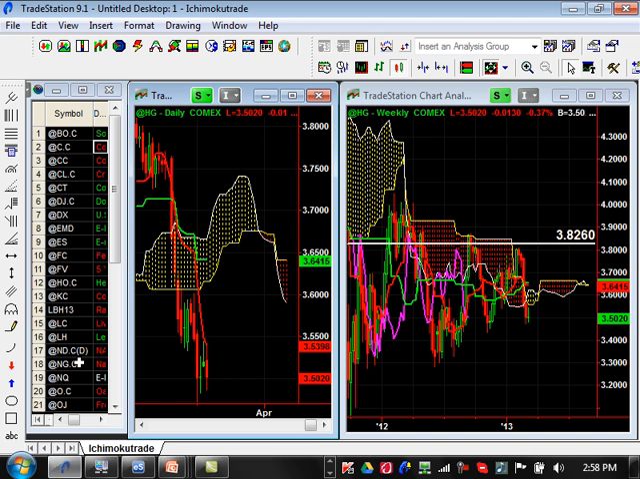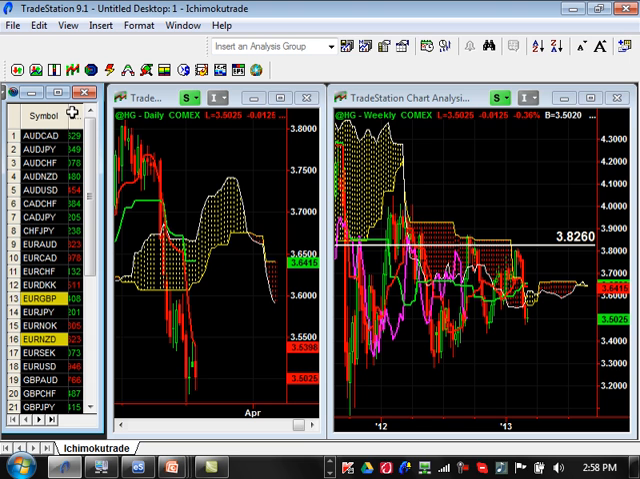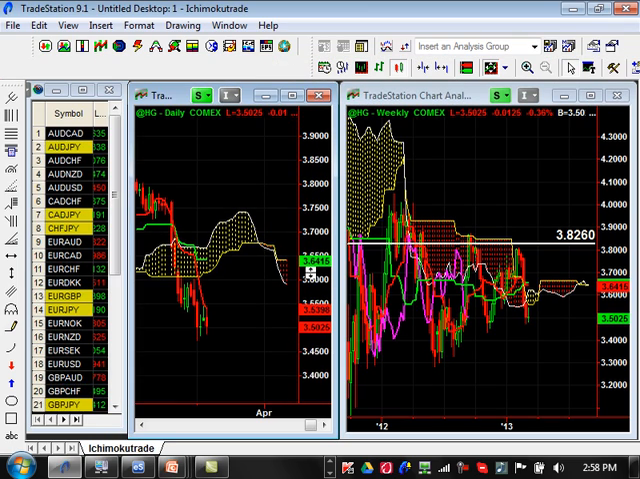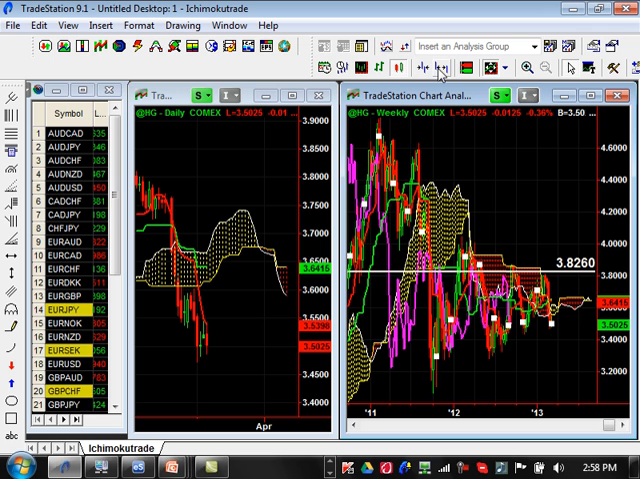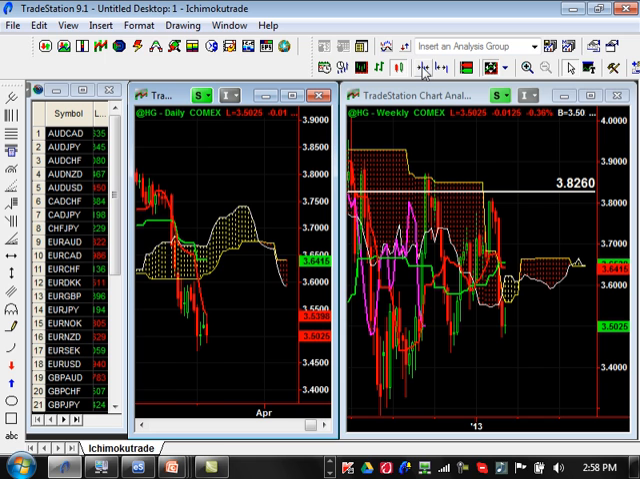Okay, so let's go straight and start looking at the currency markets. We're going to load up TradeStation here. We're going to load up currencies. Remember, when you look at these charts, the chart to your left is always going to be a daily time frame, and the chart to your right is going to be your weekly time frame. And remember, we pretty much start looking at the weekly, and then we go to daily if need be.